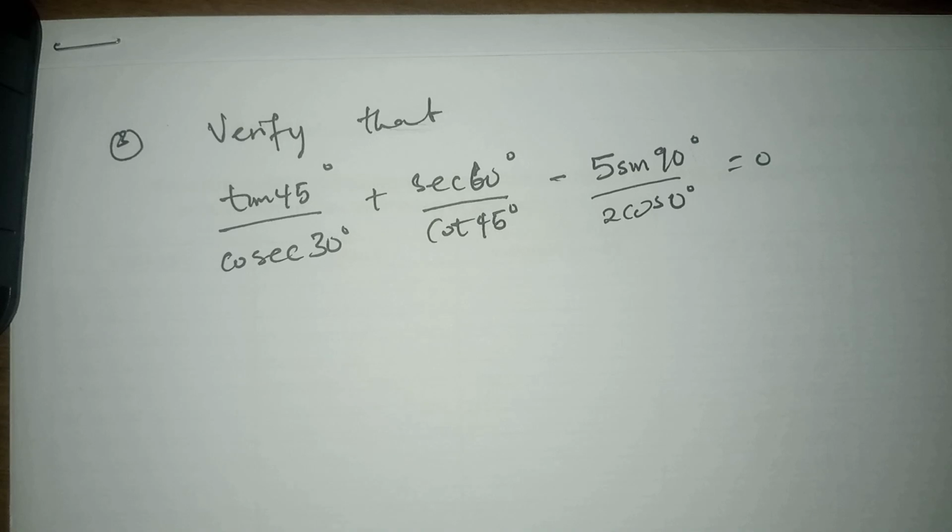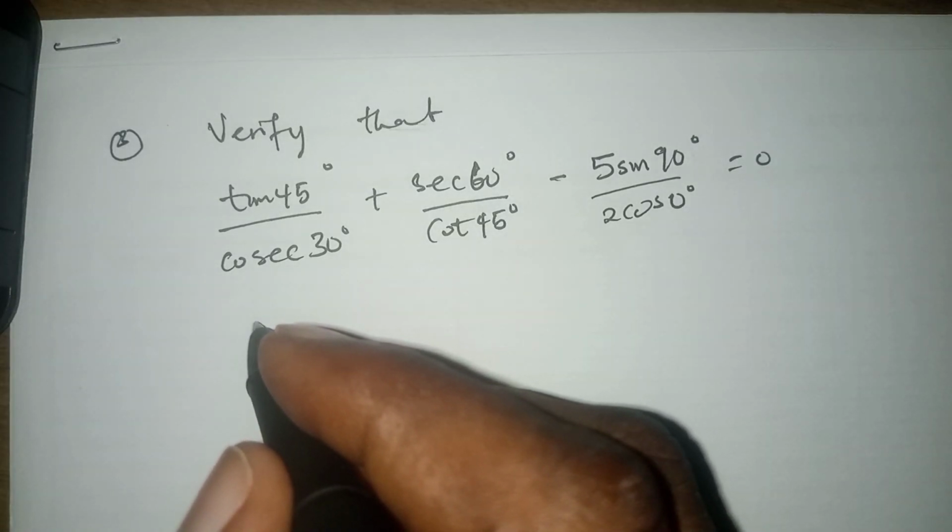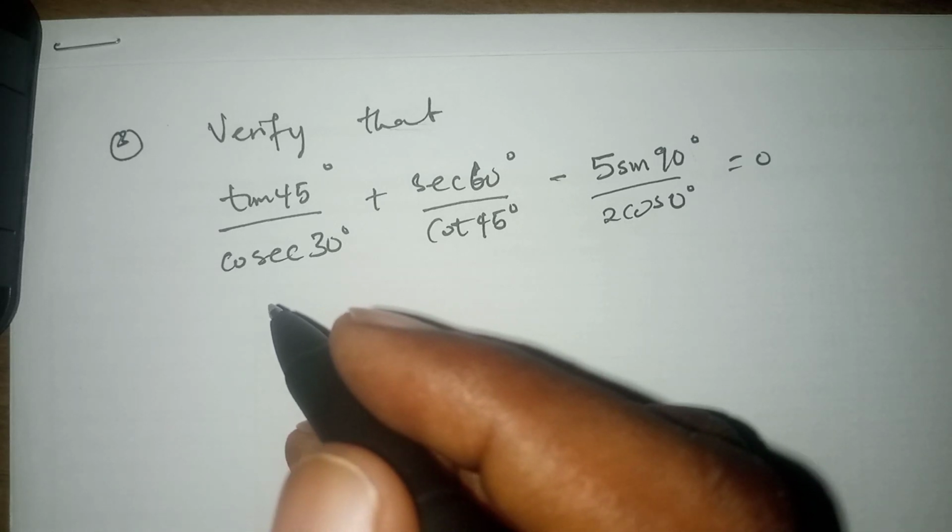So that's just a simple thing we are told to do. Very simple. Let's get at it. So what is tan 45? According to the tips we have, 45 degrees is a special angle.